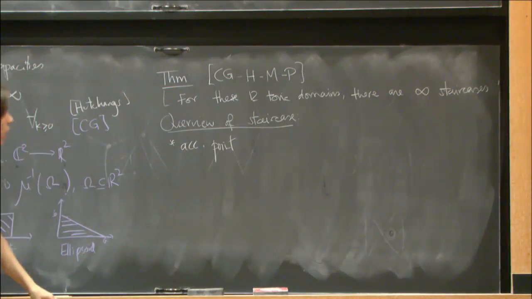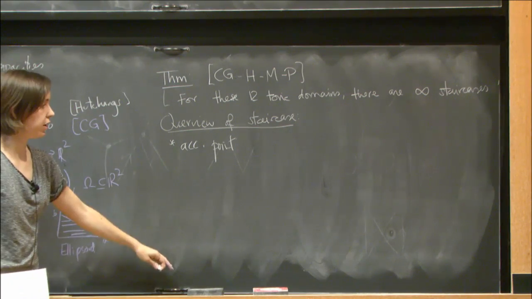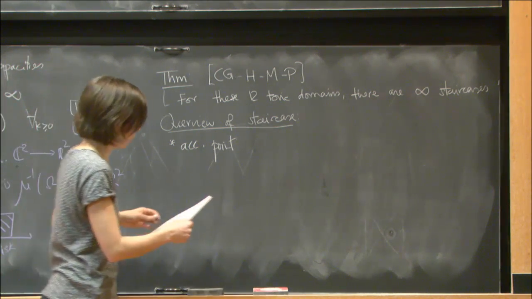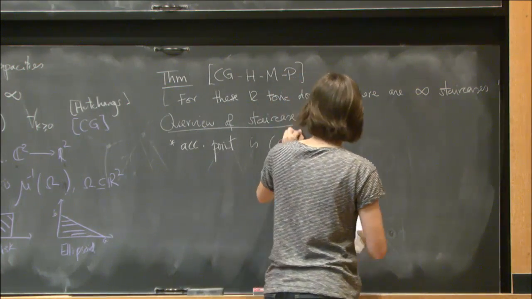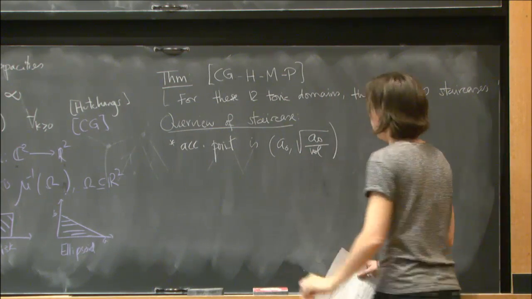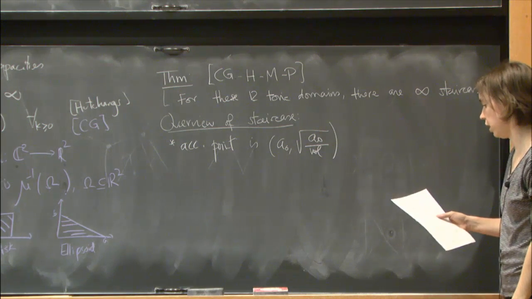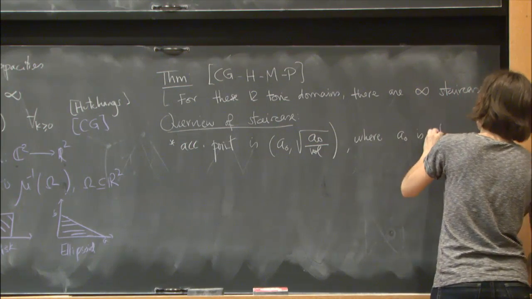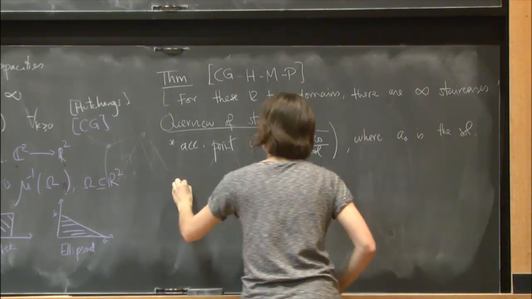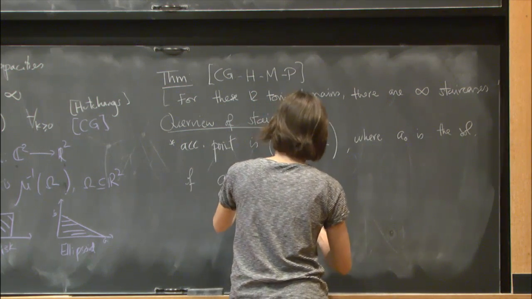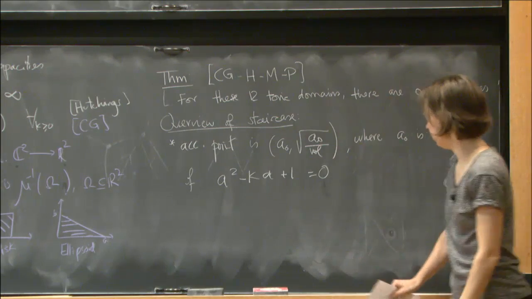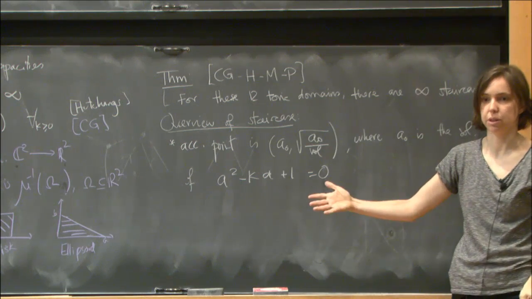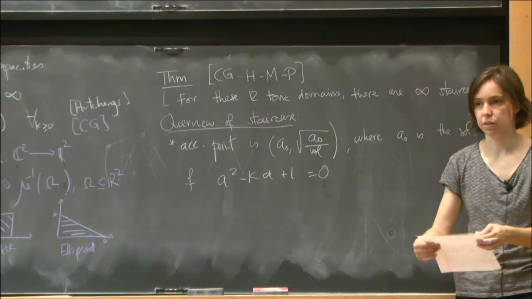So this overview part also has to, some of the things I'm going to say here are because they're useful for the overview of the proof and for the conjecture part. So the accumulation point has some coordinates, which I'll call a0 and square root of a0 over vol, where a0 is the solution of a squared minus ka plus 1 equals 0. Now, maybe I shouldn't say the solution, because there are 2 solutions, but one is smaller than 1, one is bigger than 1. You pick the one that is bigger than 1, because that's what we care about.